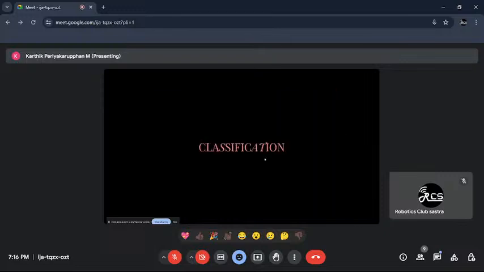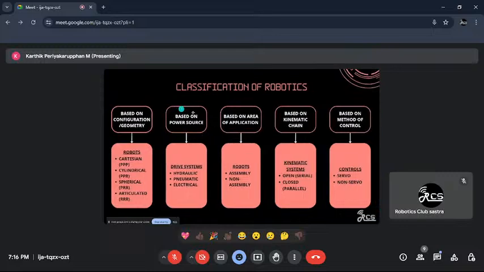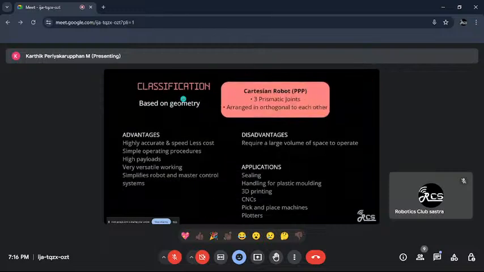Okay, let's get into the classification. Classification of robots can be in many types and many aspects. Let's get into the types, the advantages and disadvantages, and the applications where they are used. The first one is the Cartesian robot, where three prismatic joints are used and arranged orthogonal to each other. What do you mean by orthogonal?